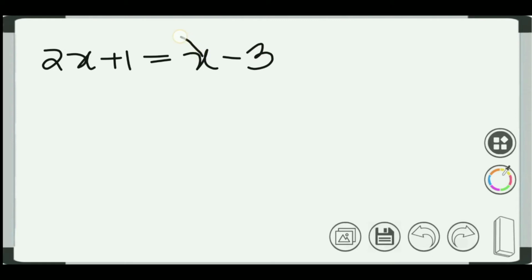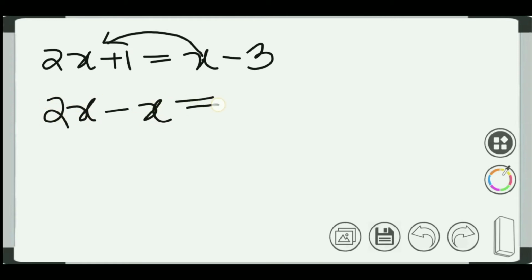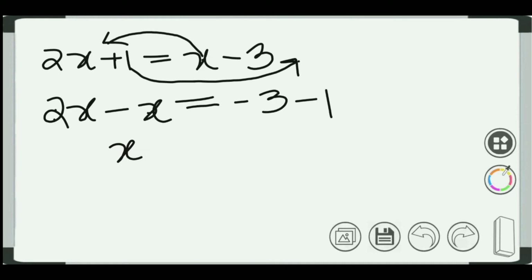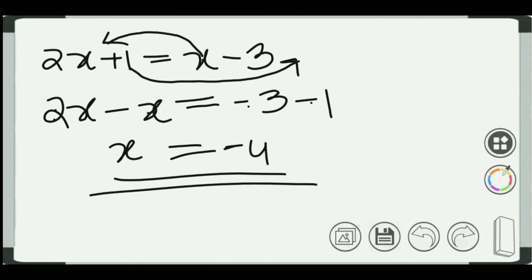I'm taking x terms together. So this plus x will become minus x. 2x minus x equal to minus 3. I'm taking this 1 this side. So positive 1 will become negative 1. 2x minus x, 1x, equal to minus 3 minus 1. Minus 3 minus 1, both negative, so you'll add it. 3 plus 1, 4, and put the negative sign. So you got x is equal to minus 4.